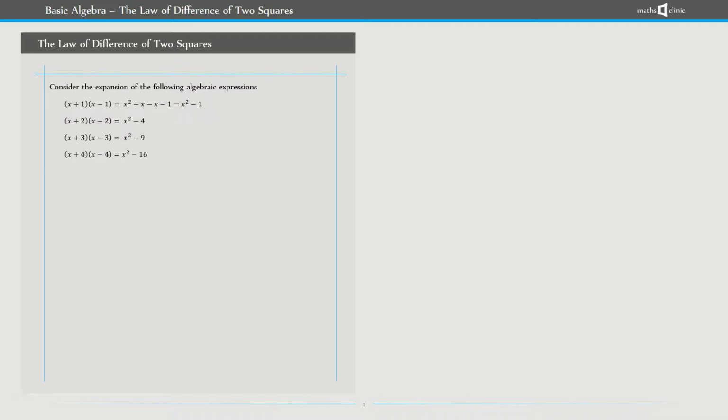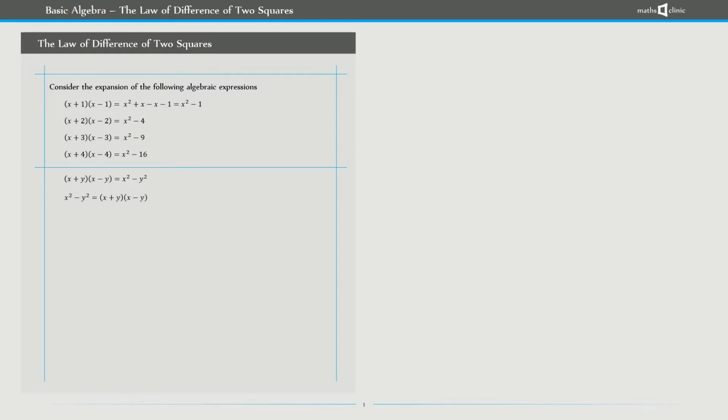Now if you notice, when you have x plus 1 multiplying x minus 1, you end up with x squared minus 1 squared, because 1 squared is 1. When you have x plus 2 multiplying x minus 2, you end up with x squared minus 2 squared, 4. If you have x plus 3 multiplying x minus 3, you have x squared minus 3 squared, 9. If you have x plus 4 multiplying x minus 4, you end up with x squared minus 4 squared, 16. I think you're beginning to get it now. So anytime you have x plus y multiplying x minus y, you usually end up with x squared minus y squared. You just square the two terms. When you have this product of the sum and the difference of two terms, you usually end up with a result as the difference of the squares of the two terms.